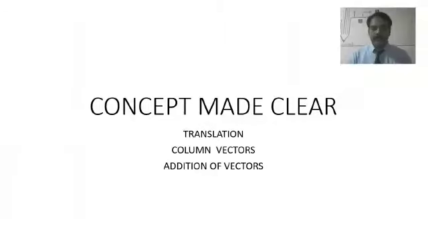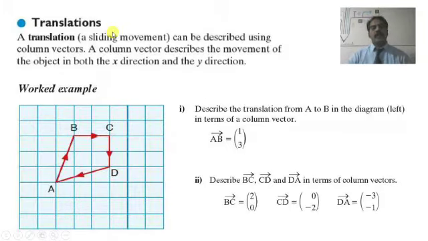So today we are going to study translation, column vector and addition and subtraction of vectors. So let us start with translation. What do you mean by translation? So translation can be described as a sliding movement on a graph paper.